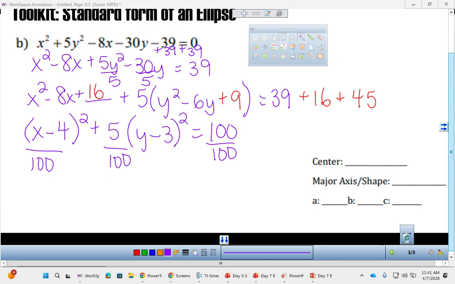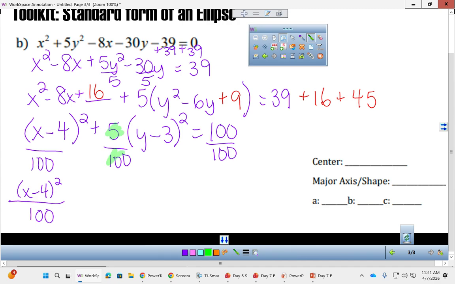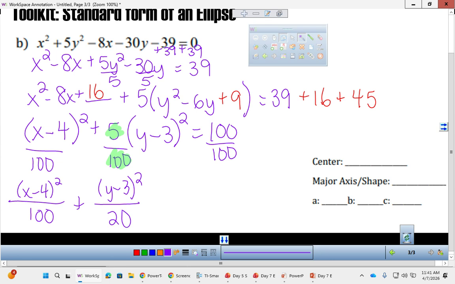There's no fraction to simplify here, right? There's no number in front. So this part's just going to stay the same. But for this part, I want to reduce this fraction. So this 5 over 100 reduces to 1 over 20. 5 divided by 100, math, enter, enter, equals 1. And then this is the standard form of your ellipse.